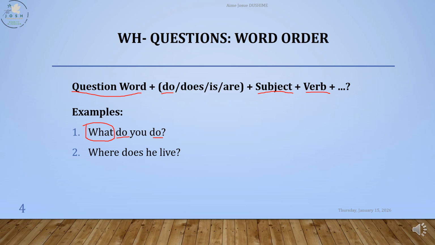Where does he live? When we say where does he live, where is a WH word, the question word. Does, auxiliary. He, subject. Live is a verb.